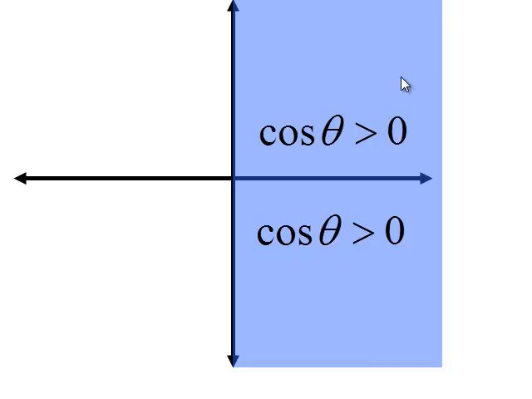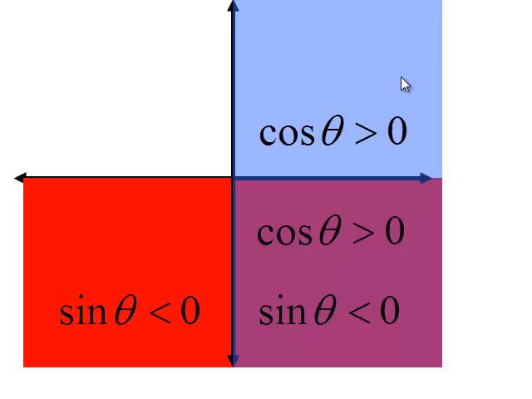State the quadrant in which theta lies if cosine of theta is positive and sine of theta is negative. Cosine is positive in quadrants 1 and 4, and sine is negative in 3 and 4. So the angle must be in quadrant 4.